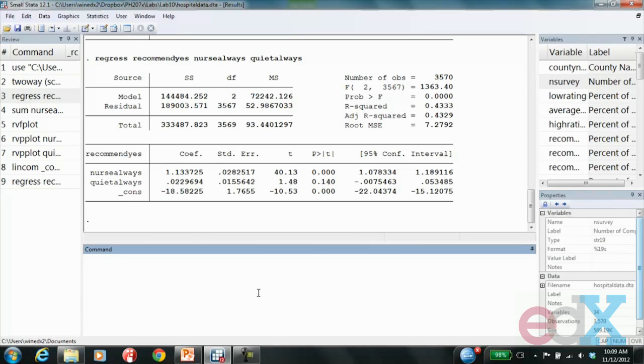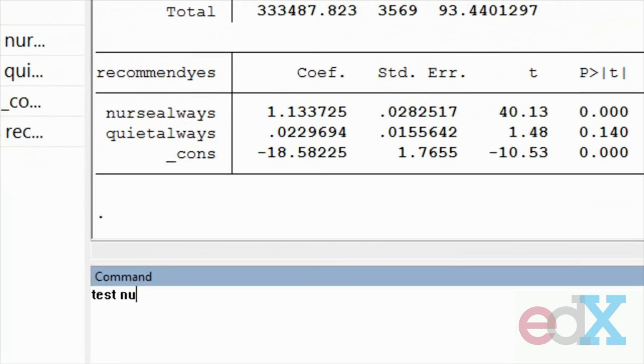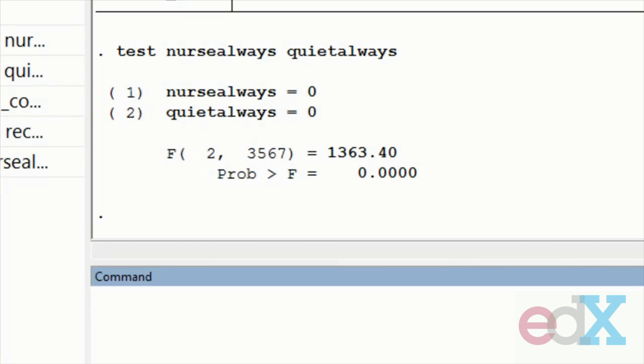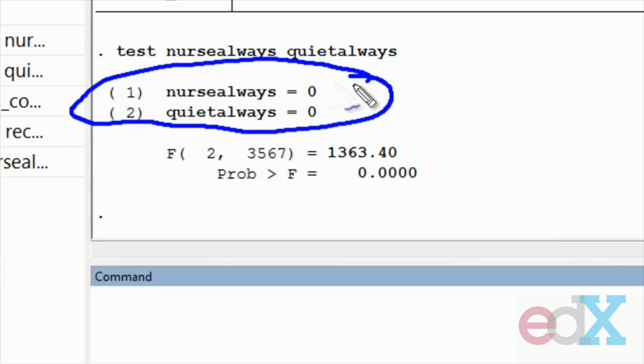So now I have to try this new command in Stata, which is called test. After I've run a regression model in Stata, I can use the test command, and I can say test nurse always and quiet always. What that's going to do is, Stata tells you right here, it's testing the null hypothesis that both nurse always equals 0 and quiet always is equal to 0.